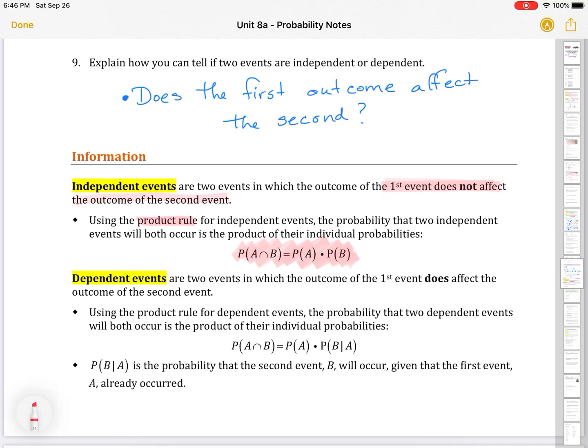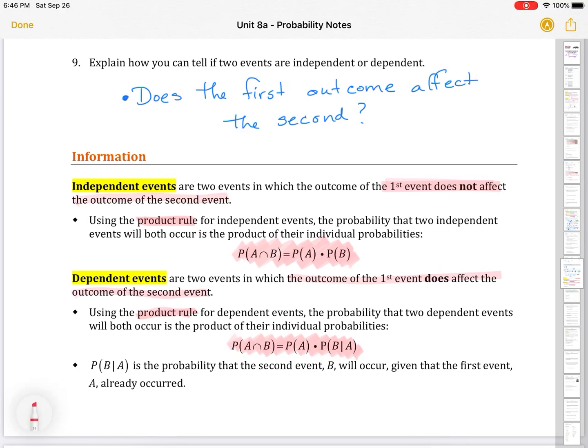Okay? So using the product rule for independent events, the probability that two independent events will both occur is the product of their individual probabilities. Okay? So that is the product rule. Products mean multiplying. Dependent events are two events in which the outcome of the first does affect the outcome of the second event. Again, we can use the product rule.